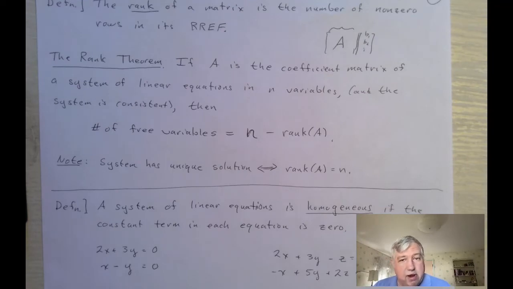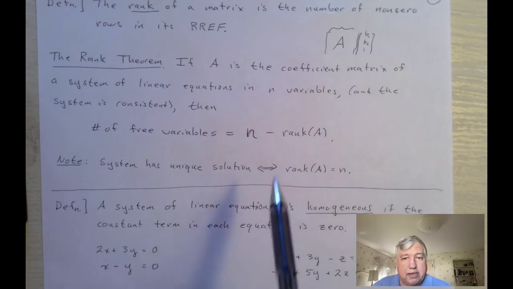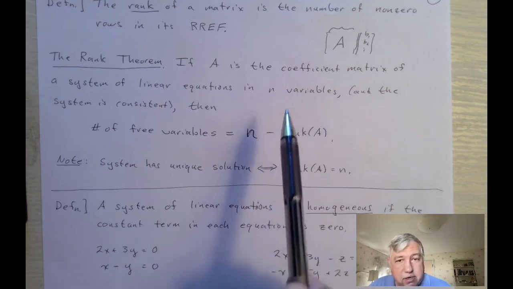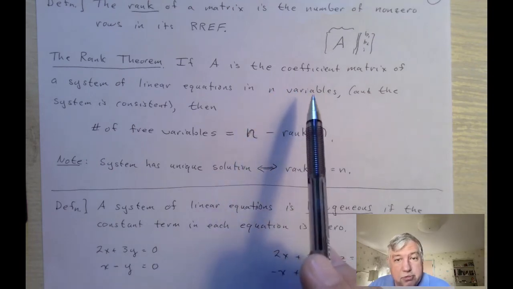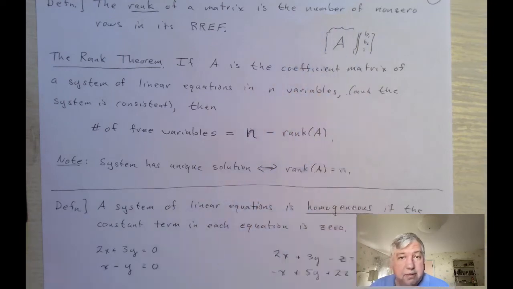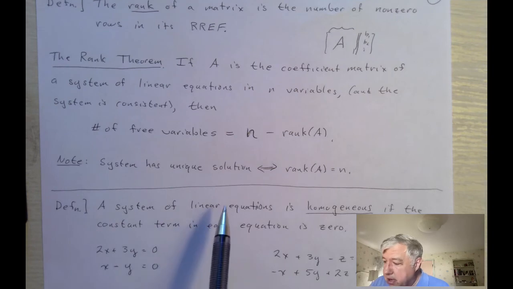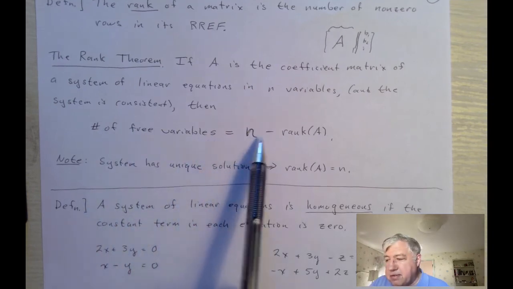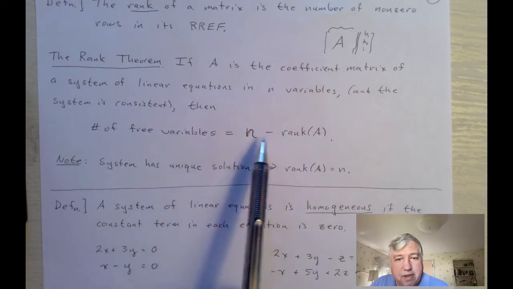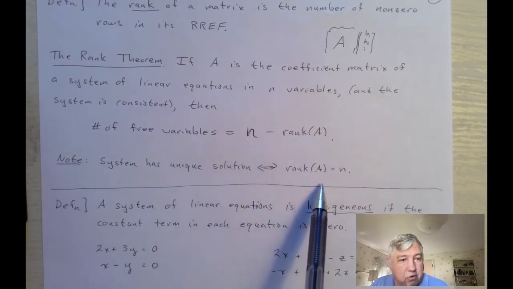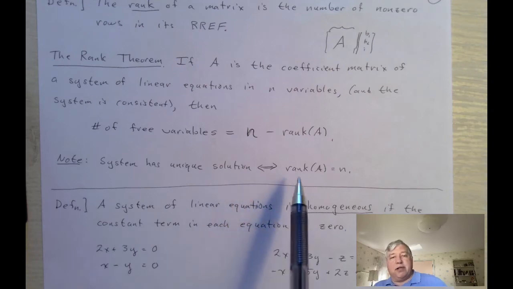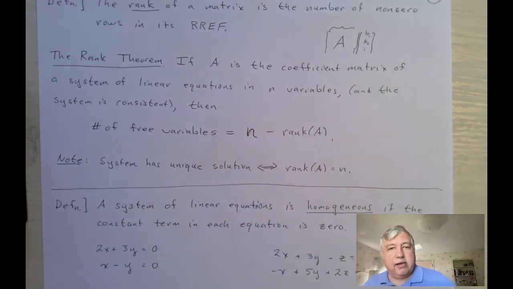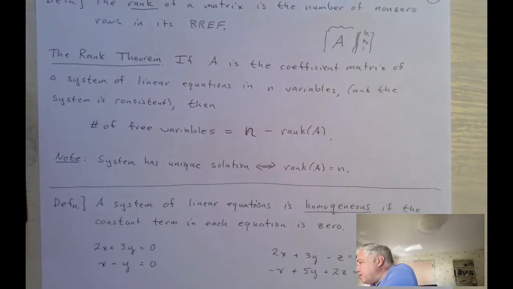the number of free variables in this system is equal to n minus the rank of A, where n is the number of variables, which is also the number of columns in the coefficient matrix. And as a result, we can see that if there are no free variables, that means that this is 0, and then n and the rank of A have to be equal. So the system will have a unique solution if and only if the rank of A is equal to n. And we saw that in our examples here.